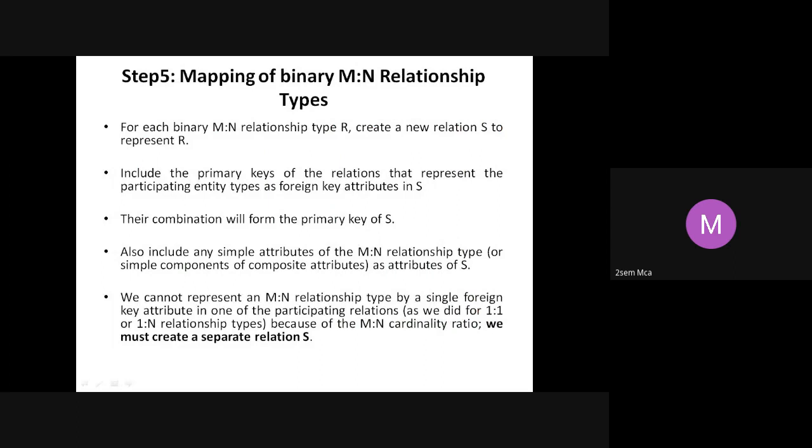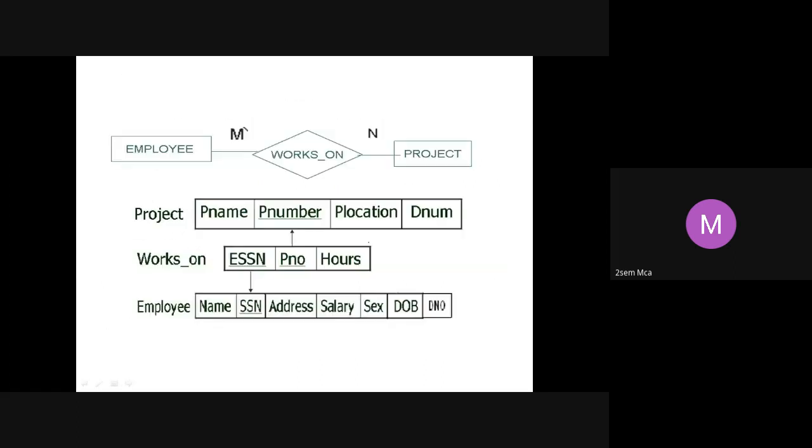So next is mapping of M:n, many to many. What do we do for M:n? Many to many. So what is this? Employee works on project. Many employees can work on many projects. Then what do we do? Whenever this kind of a relationship is there, we will convert this relationship into a new table, or create a new table for this relationship.